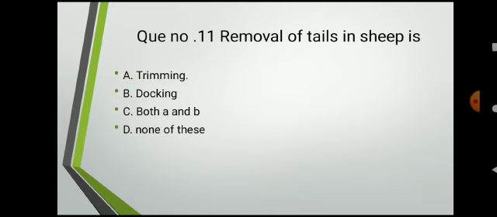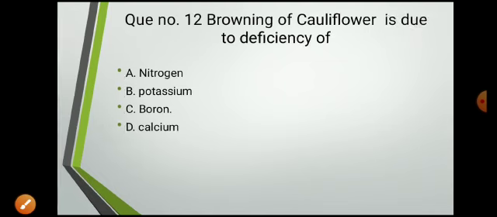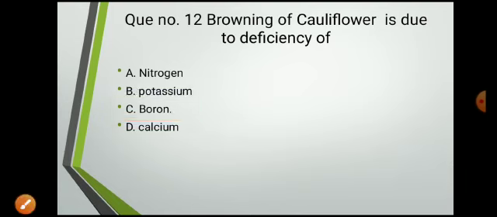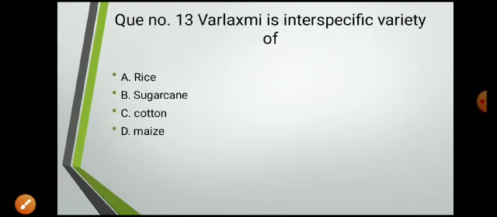Question number 12. Browning of cauliflower is due to the deficiency of. The options are nitrogen, potassium, boron, and calcium. And the correct option is option C, that is boron. Due to the deficiency of boron nutrient, the browning of cauliflower takes place.